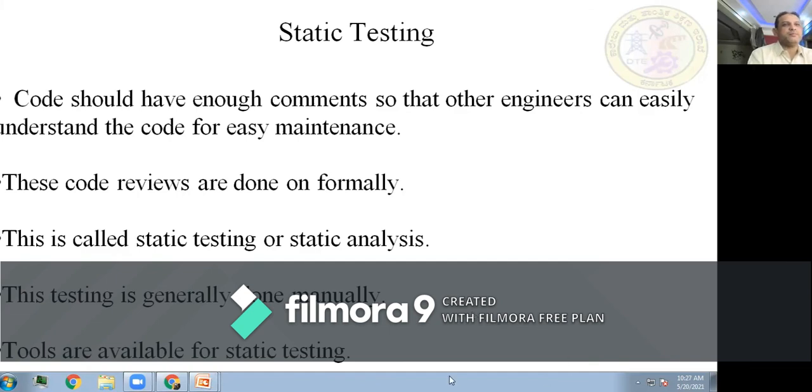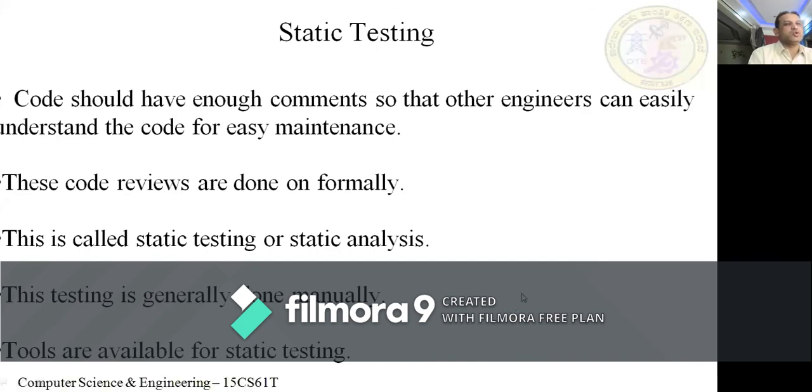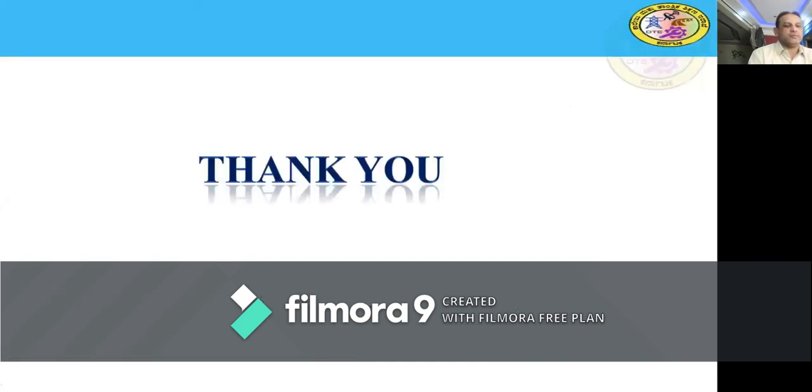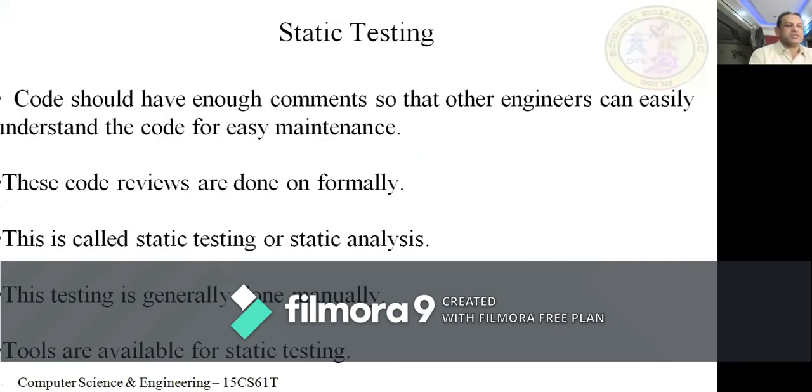Somebody read these points. Code should have enough comments so that other engineers can easily understand the code for easy maintenance. These code reviews are done formally. This is called static testing or static analysis. This testing is generally done manually. Tools are available for static testing. So there are some tools available; you can use those tools for static testing. These are the things we need to discuss in today's class.